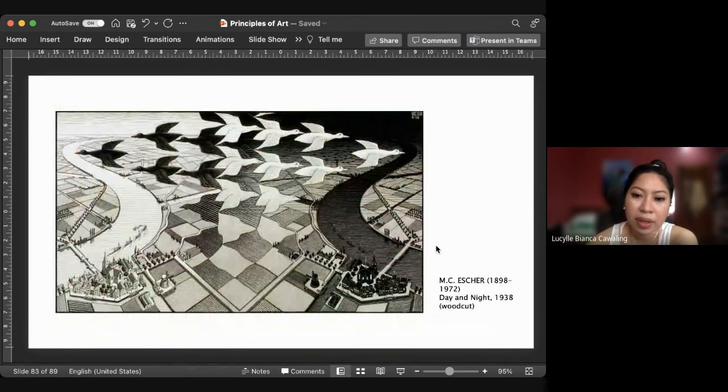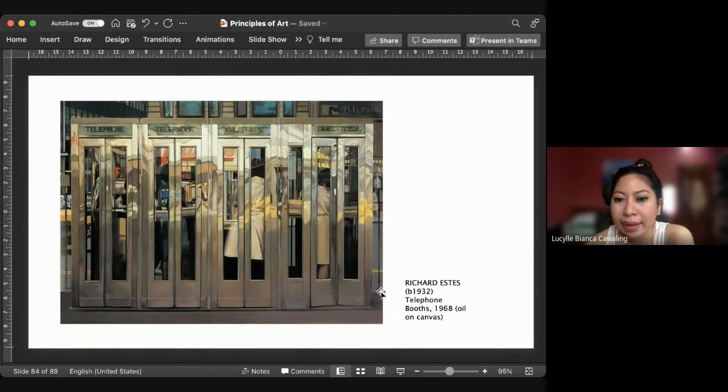And then this one by M.C. Escher. You can see how there are patterns of birds and squares and how it makes an interesting composition. If you could also see how the left and right mirror each other. And another one, Telephone Booths, oil on canvas.